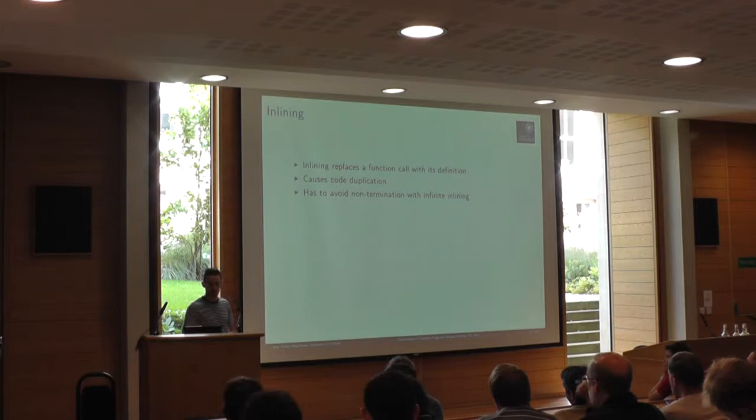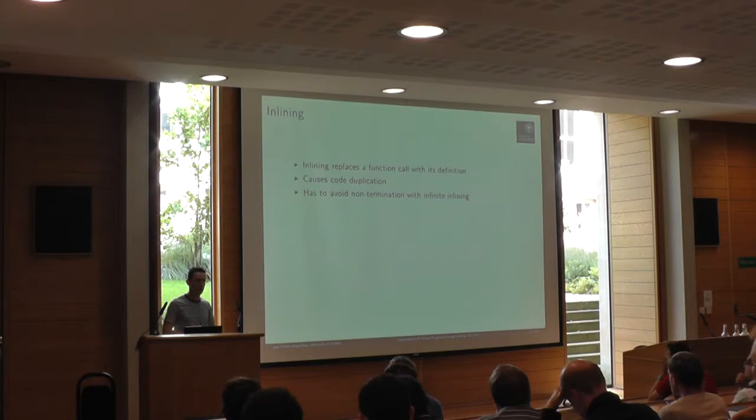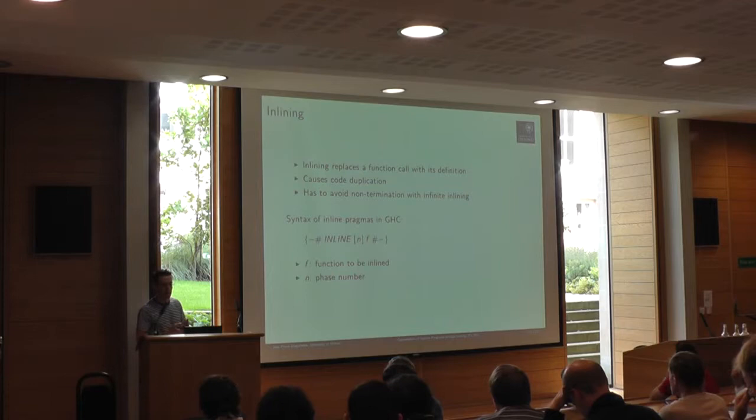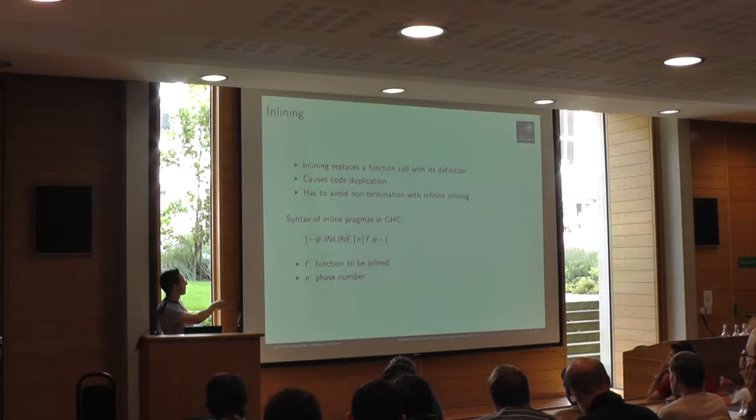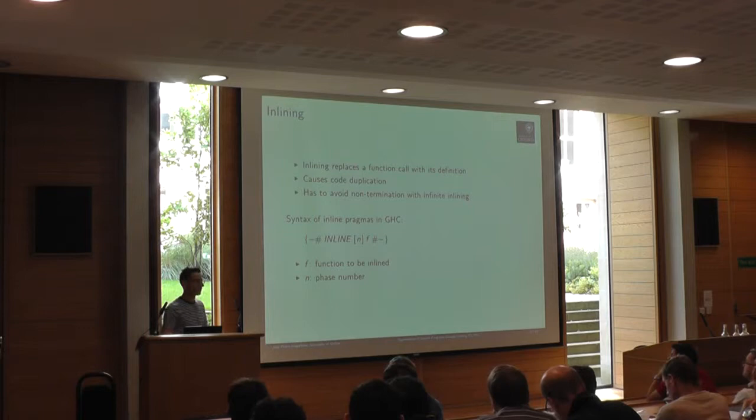It's called code duplication, so your code will load up in space, so GHC tends to avoid doing it for large functions, but sometimes we really want to do it anyway, so there are pragmas that you can attach to functions to say, ignore whatever heuristics you have, just trust me and do inline this function. So this pragma will just say inline function f, and you can optionally give it a phase number. We'll see why this is important later.